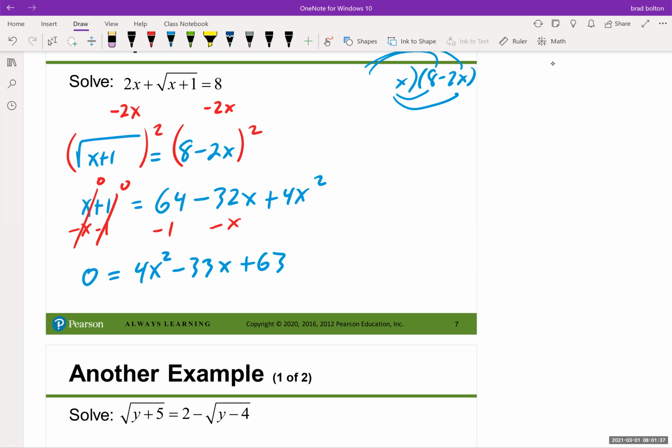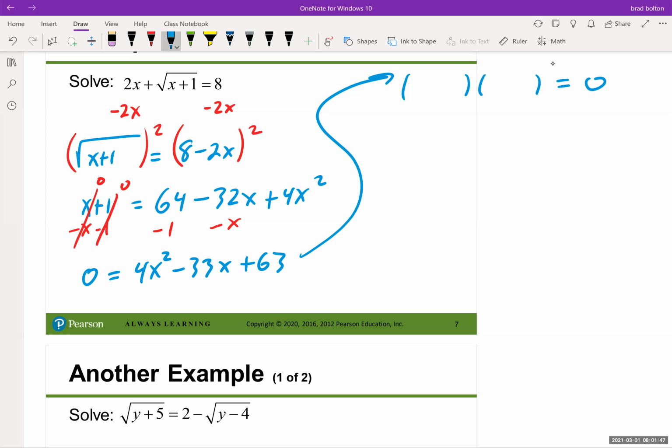So let's try to factor this. We're going to do double parentheses. I'm going to set it equal to 0. Remember, when you're factoring like this, you always want it equal to 0, so you can use the zero product property. We know that the factors of 4x squared are either 2x and 2x, or 4x and x. So let's try 4x and x, because we have to get to a pretty big number in 33.